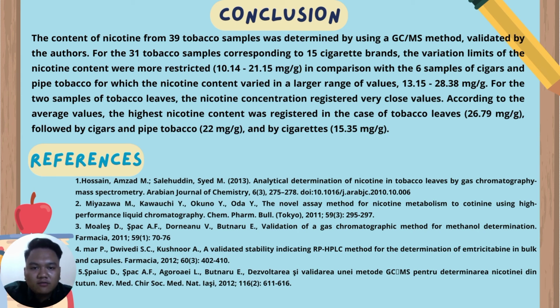varied in a larger range of value, which is from 13.15 to 28.38 mg per gram. For the 2 samples of tobacco leaf, the nicotine concentration registered very close values. According to the average value, the highest nicotine content was registered in the case of tobacco leaf, which is 26.79 mg per gram, followed by cigar and pipe tobacco, which is 22 mg per gram, and by cigarette, which is 15.35 mg per gram.